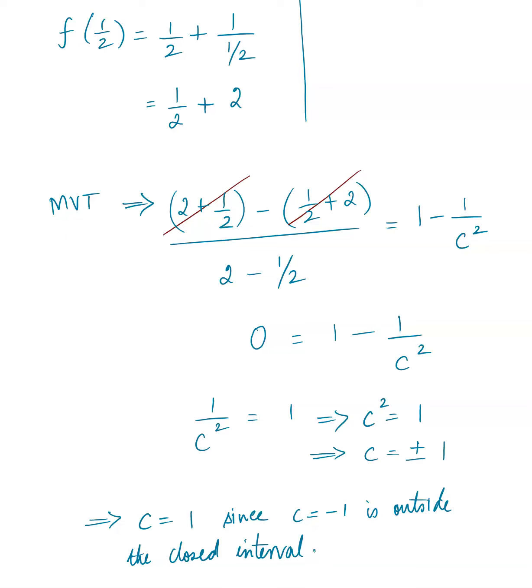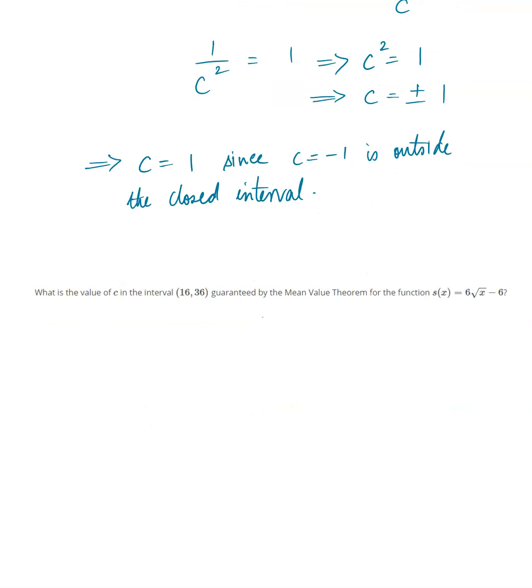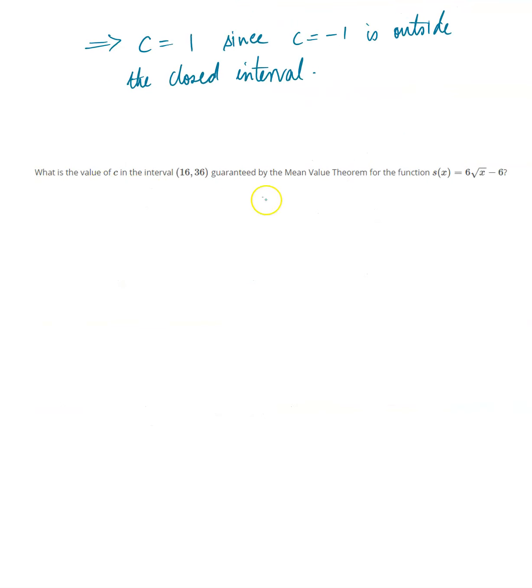Okay. Now sometimes you can accept both values provided they both were in the closed interval. And you found out probably. How about this? I'm sorry, it's pretty small, but let me read it for you. What is the value of c in the interval 16 to 36, guaranteed by the mean value theorem for the function s of x equals 6 square root of x minus 6? Let me write that out here for you. s of x is 6 square root of x minus 6. And the interval given to us is 16 to 36.